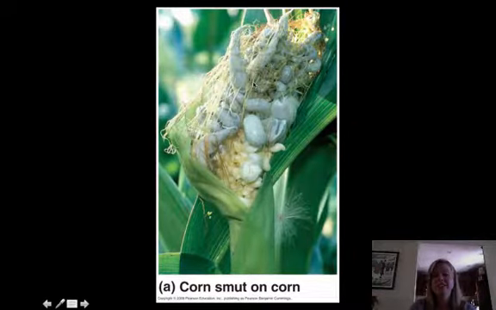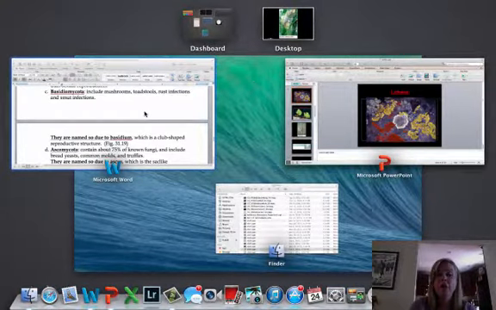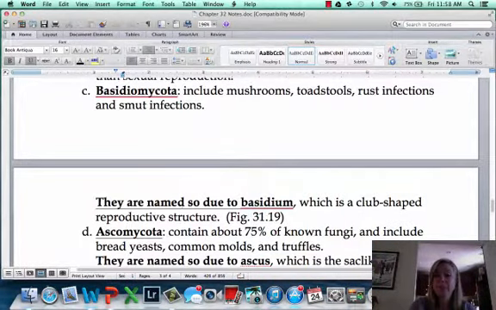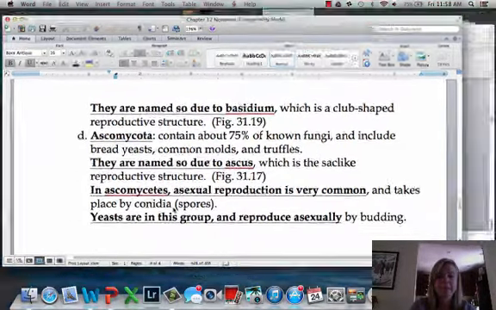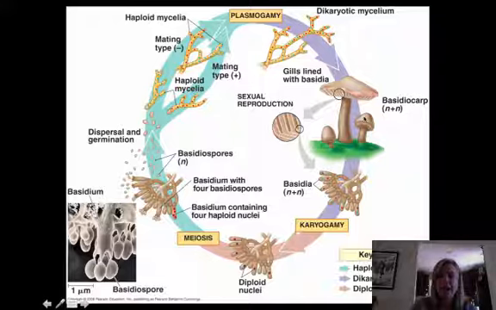So it basically grows on corn, and there is actually a strain of it that people really like to eat. So that's kind of interesting. A rust infection basically makes the tree trunk look like it's rusting. So that's where that comes from. Now, of course, if it's called Basidiomycota, they're going to be named that because of that structure that they make during reproduction. And so that's called a basidium. And I have a picture of that here.